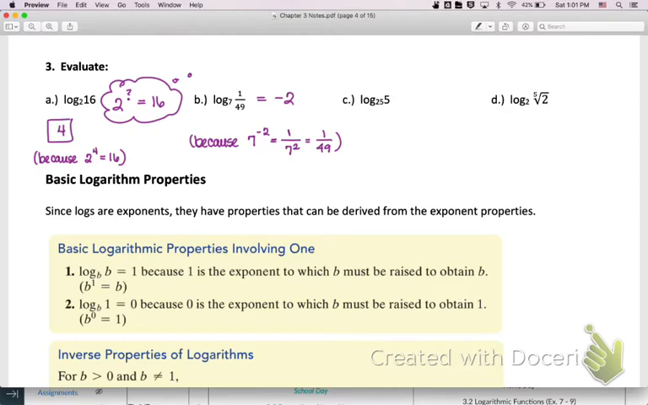C says log base 25 of 5. So 25 to what power is equal to 5? How do we get this to go smaller? Well, I know that the square root of 25 is 5. And remember that the square root of a is equal to a to the 1/2 power. So in this case, this is going to be 1/2 because 25 to the 1/2 power is equal to the square root of 25, which is equal to 5. That's where we get there, okay?